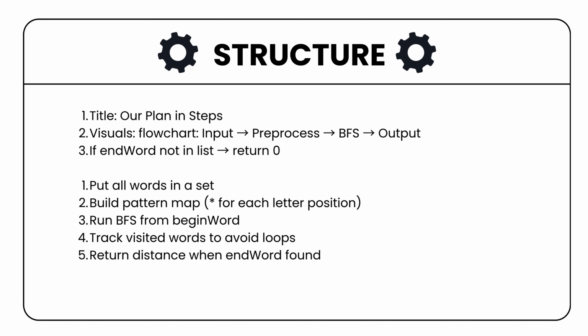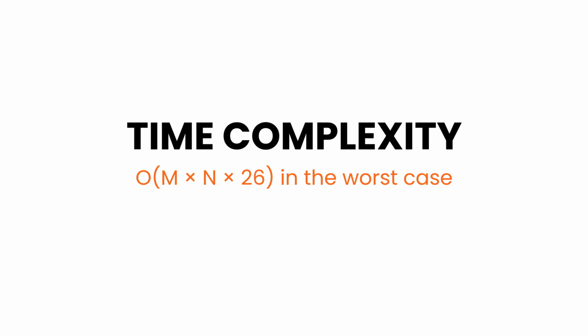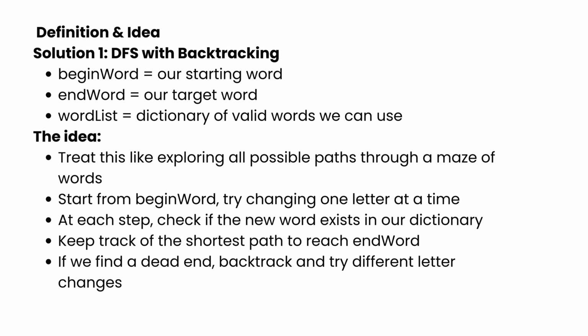Let's wrap up the word ladder problem. Time complexity is O(M times N times 26) in the worst case, where M is the length of each word, N is the number of words in the dictionary, and 26 represents trying all letters at each position. We start with DFS with backtracking. The begin word is our starting word, the end word is our target, and the word list is the dictionary of valid words we can use.